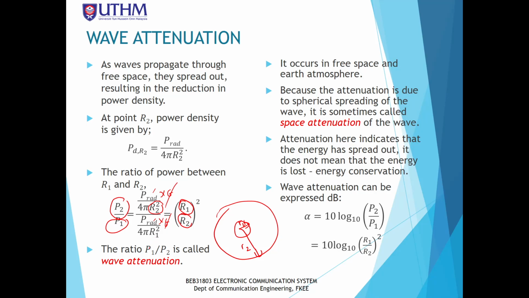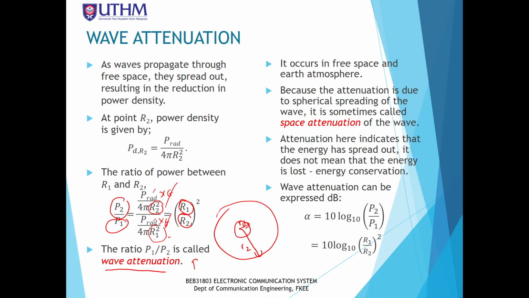You see that R1 is below here. So mathematically, when we divide this one, it goes to the top and R2 becomes the denominator. So R1 over R2 squared. Okay, when we divide, it goes up to the top. I forgot what it is called. The bottom is the denominator, the top is the multiplier. So you see that the ratio is P1 over P2. P1 over P2 is called the wave attenuation.